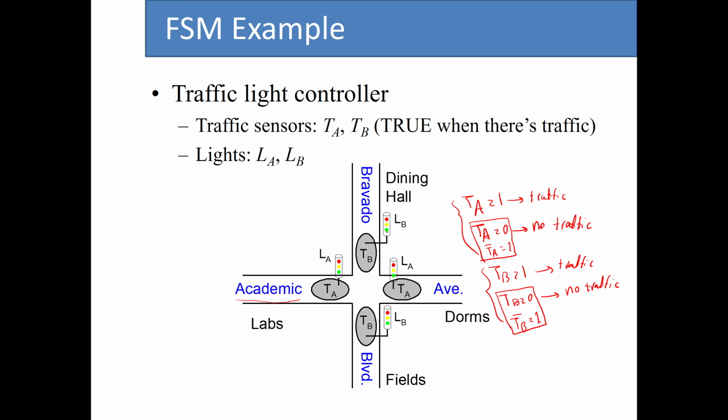And again, it has 3 colors, green, yellow, and red. So the general description of the problem is that when we start the system from the beginning, LA is green, LB is red, and while this is the situation, we check the value for TA, basically the traffic in Academic Avenue. As long as we have traffic in this street, this is going to be the case.